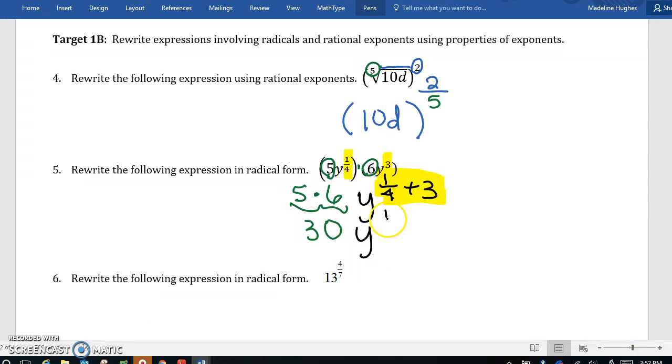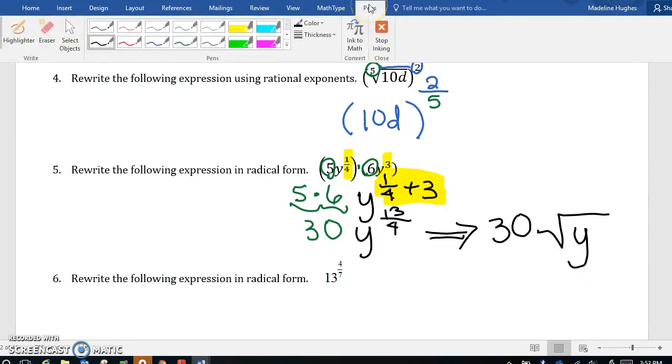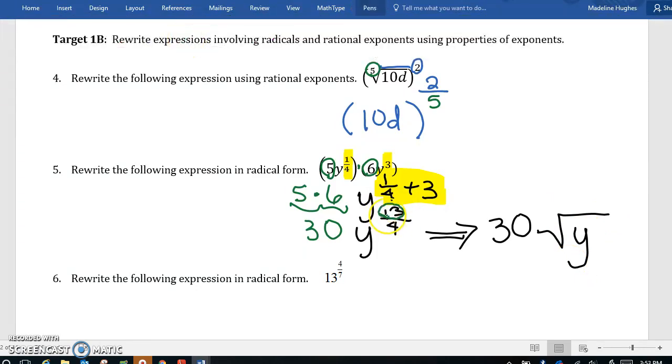This is y to the 13/4. Right, so that's just simplifying. We still need to rewrite. So the 30 stays on the outside. We write the root sign around the y. The 13, the top number of the fraction, will stay out here as the exponent. And then the denominator of the fraction, the 4, will become the root. This is our final answer.